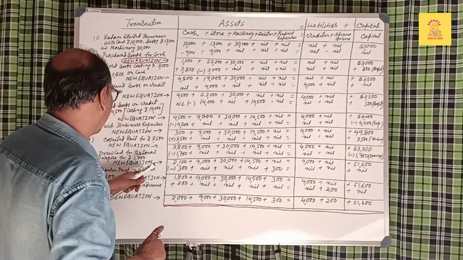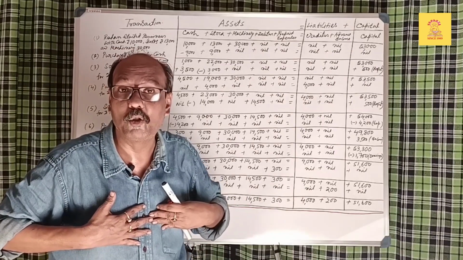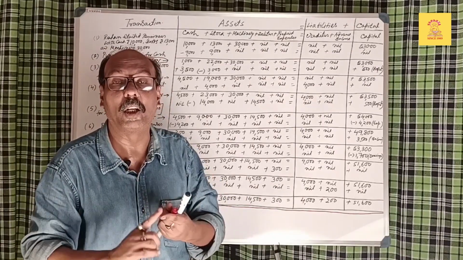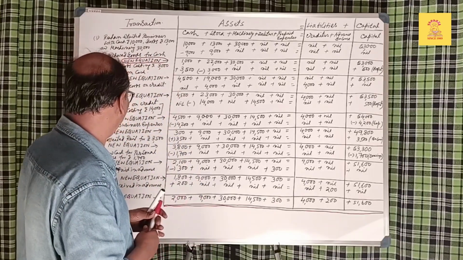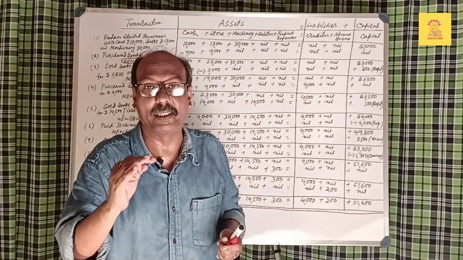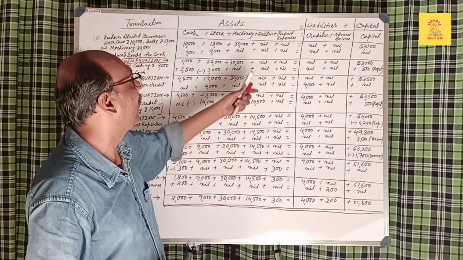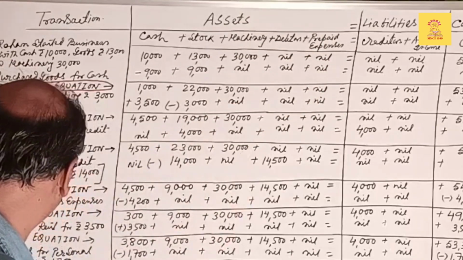Similarly, expenses paid in advance. Anything paid in advance is seen as your asset. So this is called prepaid expenses. Remember, anything paid in advance is your prepaid expense, and prepaid expenses are an asset. So that's why I have written another new one. I have introduced prepaid expenses here.